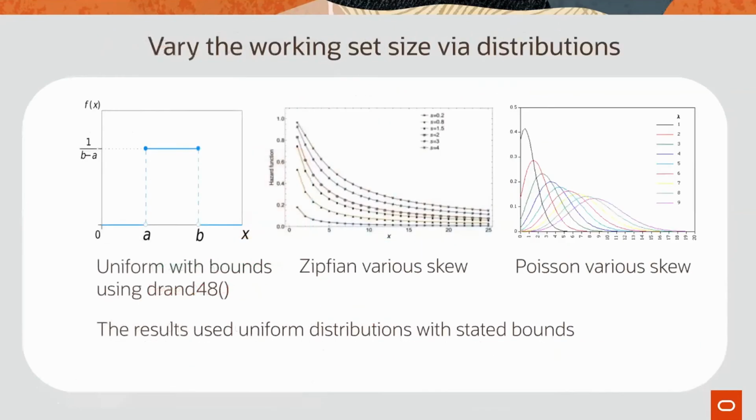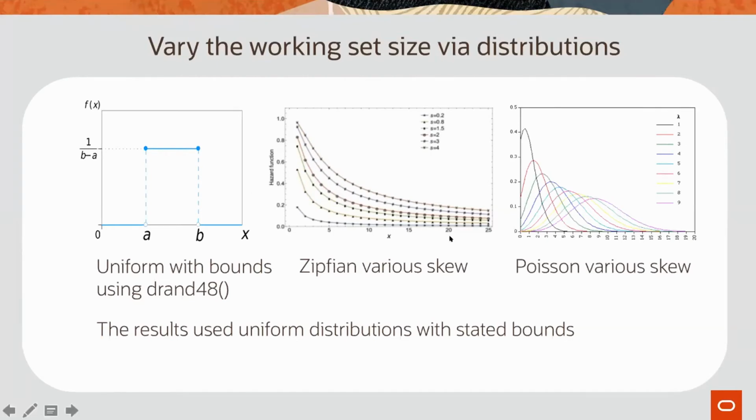So I wanted to do some tests. How do you artificially constrain it? I looked at using different distributions. If I did a uniform distribution using drand48 as the pseudo-random number generator, I could vary A and B to come up with the working set size. If A was 0 and B was the maximum number of rows, my working set would be all of PMem. If I move A and B, I can artificially make the working set smaller. That's easy to do programmatically.